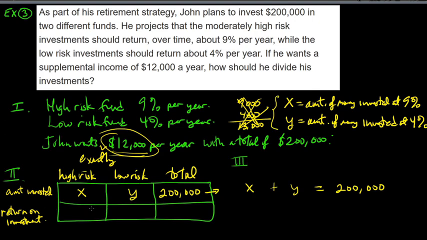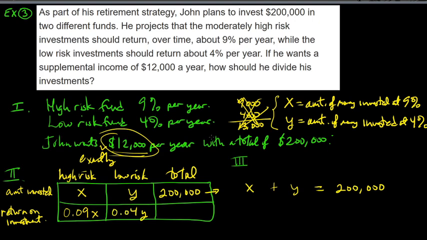All right, so the return on investment. So that's the percentage, right? This is 9%, or as a decimal, 0.09, right, times x. After all, if we invested $1,000 at 9%, that would be $90. So 0.09 times x is the return that we get for the high-risk fund. And for the low-risk fund, we get 4%, or as a decimal, 0.04.